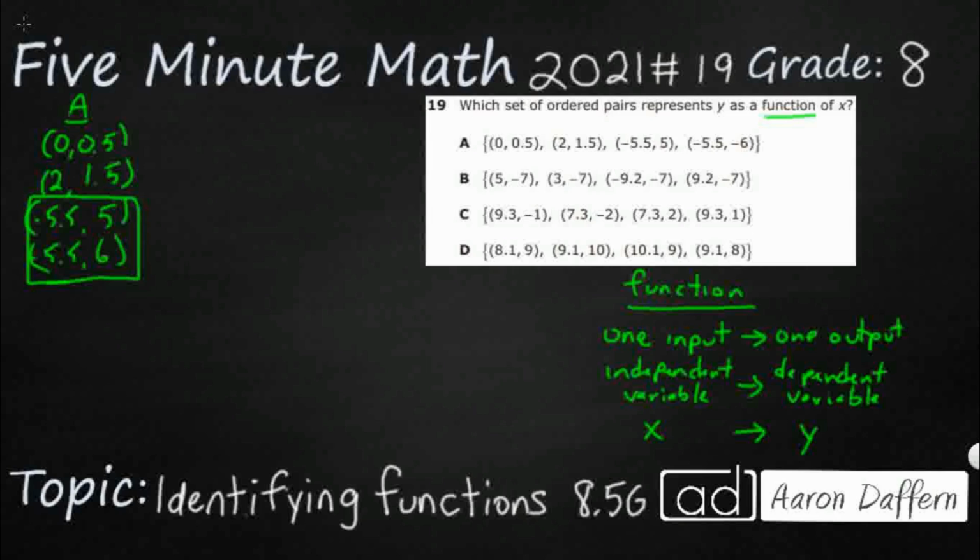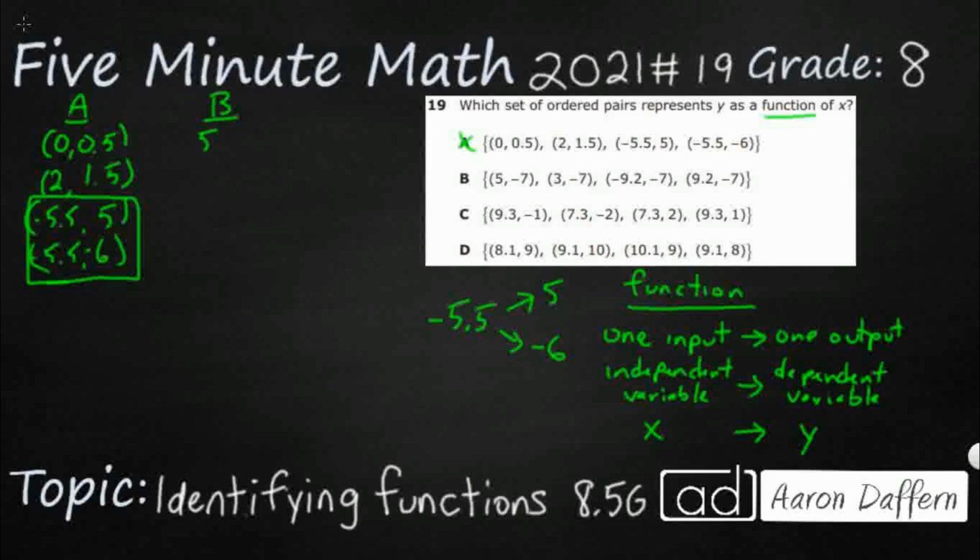We said we're looking for 1 x leading to 1 y. But take a look at that right there. I've got my negative 5.5. It can land you in 2 different spots. It can land you at either a 5 or a negative 6. And that is not a function, because that negative 5.5 should only land you in one spot, either 5 or negative 6, not both. So that's what we're looking for. We're just looking for a set that doesn't repeat its x.